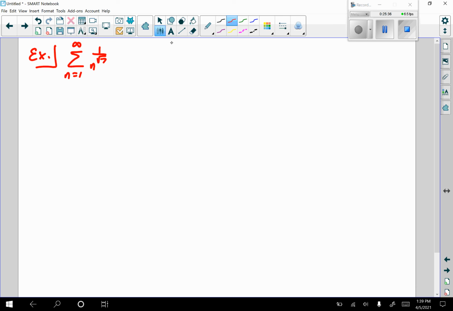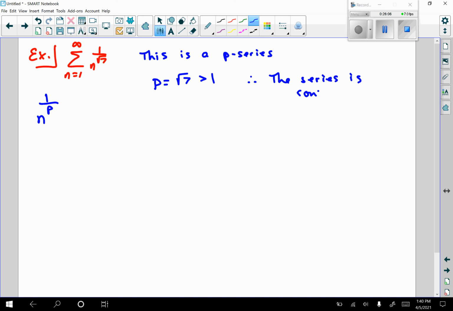All right, so what makes this one much shorter, straight to the point, is this expression that's right here. This is a p-series because it's 1 over some power of n. So what we do is we point out what is p. In this case, p is radical 7. We compare it to 1. That is greater than 1. Therefore, the series is convergent. That's all we need. Short and sweet.